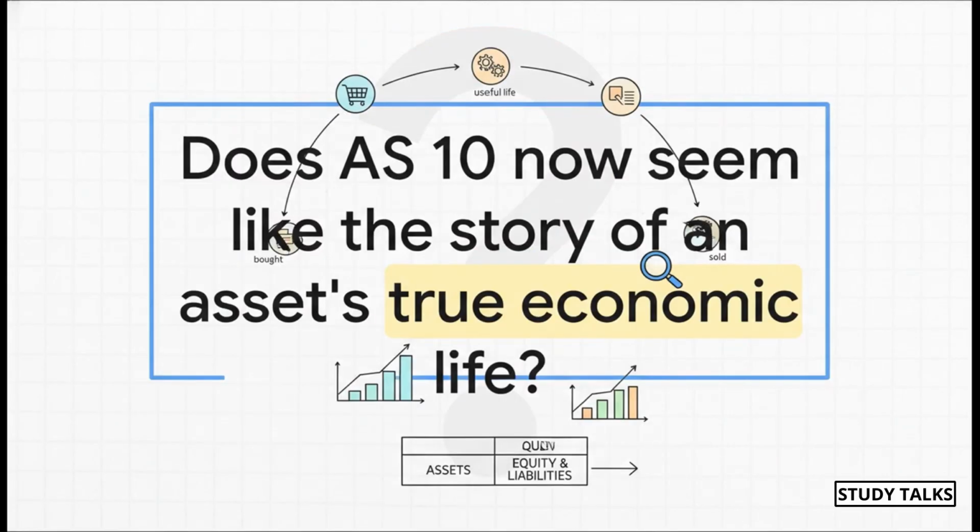So let's just end with this thought. After breaking down all these traps, I really hope you see AS-10 differently. It's not just a collection of rules you have to memorize. It's a logical framework that's designed to make sure that the value of an asset on the balance sheet actually reflects its economic story, from the day it was bought, all through its useful life, to the day it was sold. Keep that core principle in mind, and you'll be able to tackle any question that comes your way.